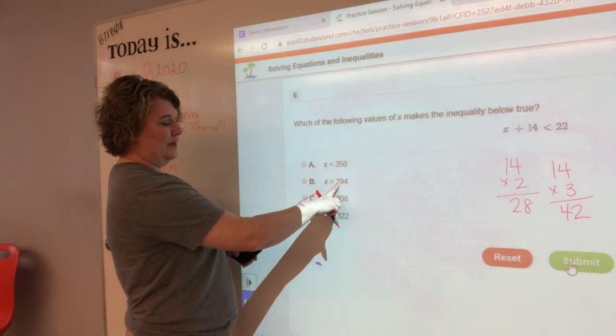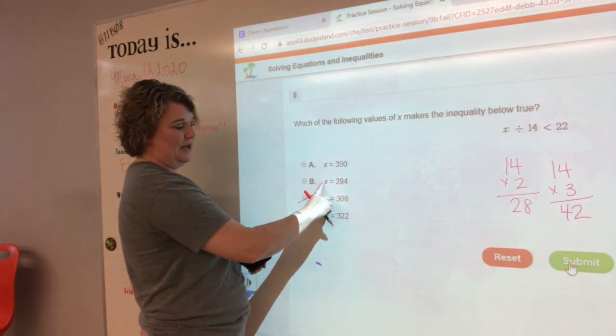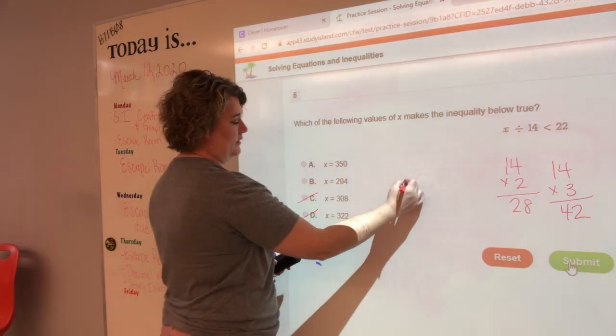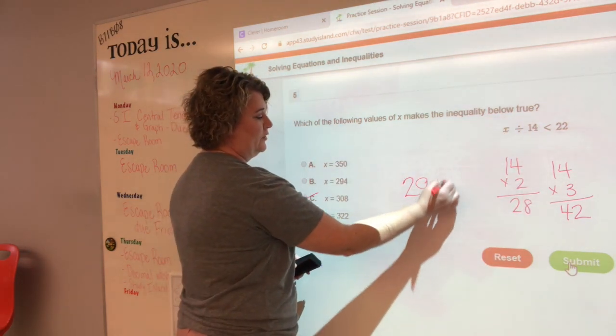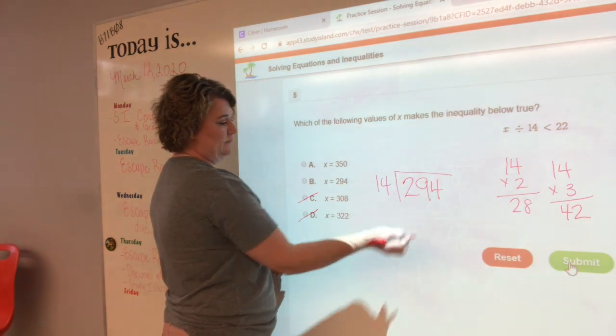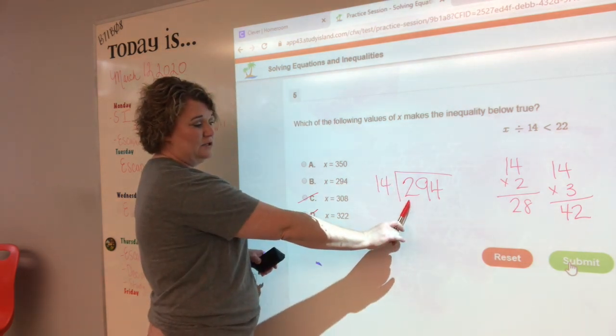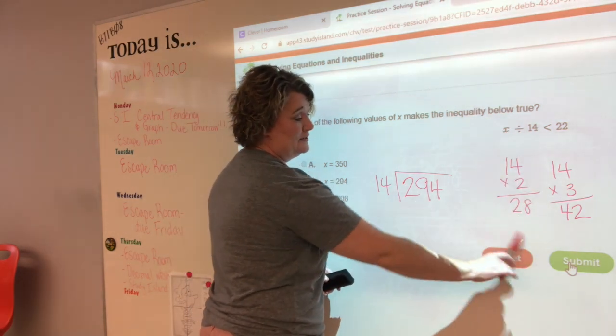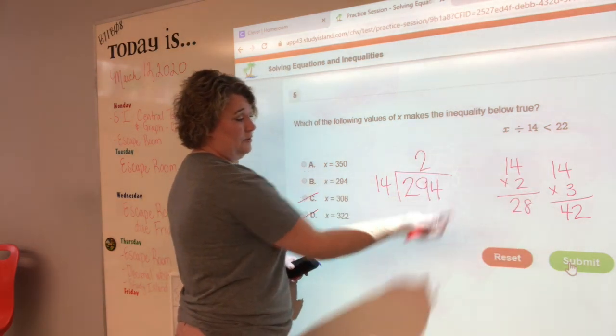Now I'm going to plug 294 in for x. Do you see right here? X is 294, so I'm going to plug that in for x right here, and I'm going to divide by 14. So 294 divided by 14. 14 cannot divide into 2, but it can divide into 29. Let's look over here. Wouldn't that be about 2 times? So I'm going to put a 2 right there.